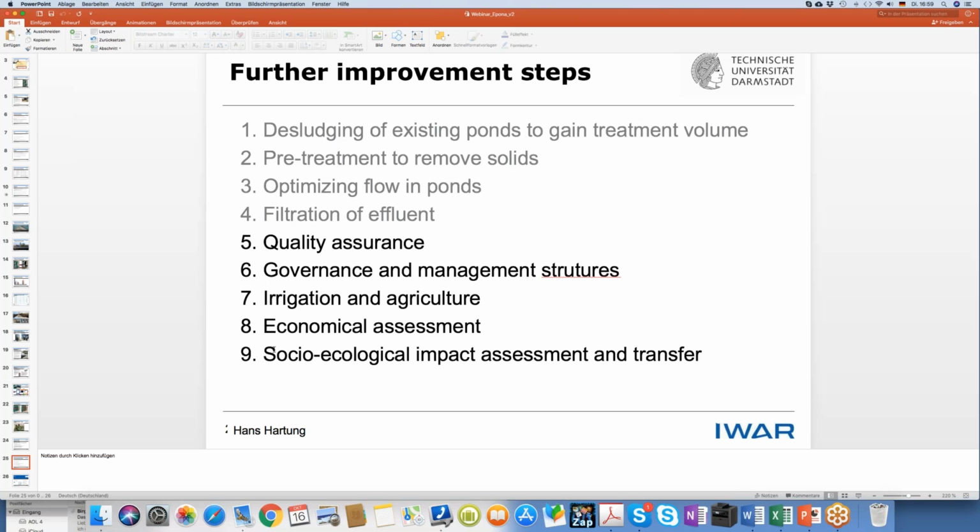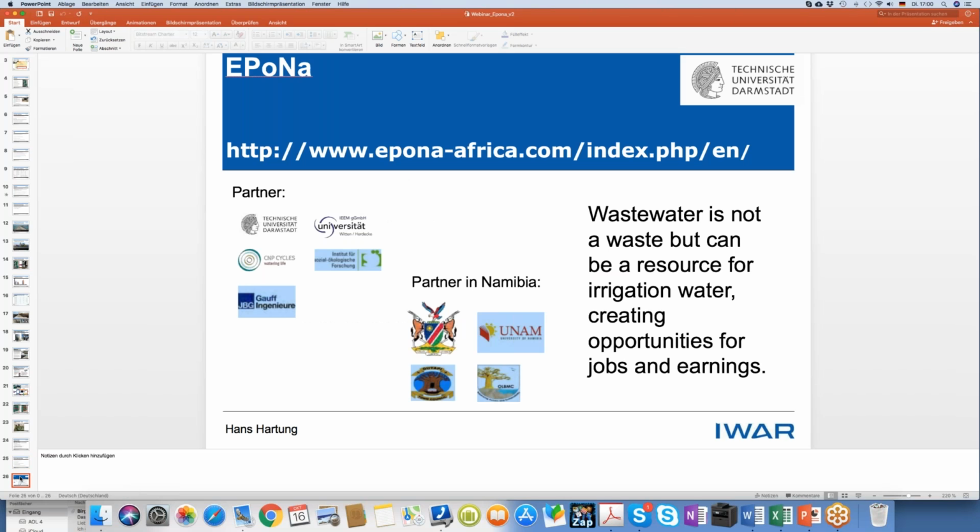There are many other improvement steps. We want to introduce quality assurance of the effluent, as you can imagine. There will be governance and management structures. There will be a part on irrigation and agriculture to optimize irrigation, and economical assessment, and sociological and ecological impact assessment and transfer. So thanks very much, and I will be very happy to discuss with you any questions you have.